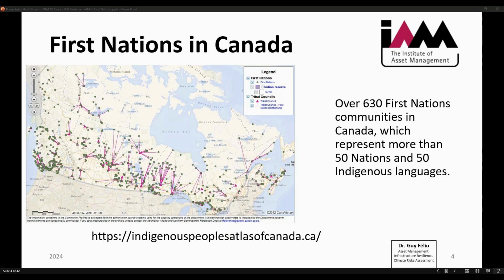But what you see on the map is that we also have a number of communities in northern Canada. Some of them are very remote, and they're typically small. I'll give you a little bit of statistics in a few slides. Being small and remote, they have their own challenges from an asset management and service provision perspective, because of lack of accessibility, lack of capabilities and competencies, and so on.